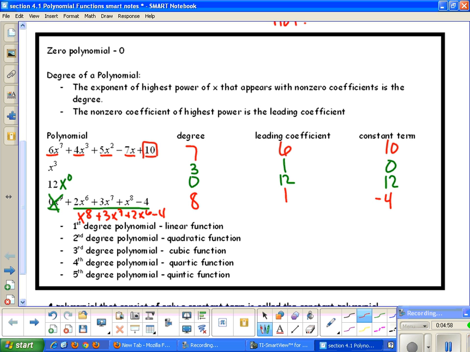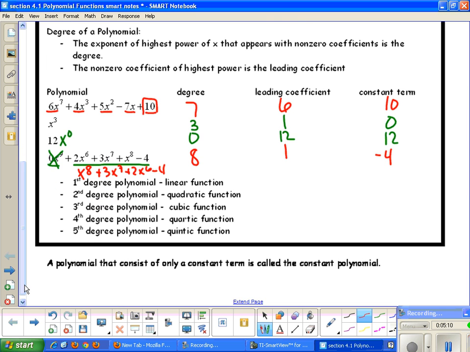You also need to know the names. A first degree polynomial is called a linear function, second degree quadratic, third cubic, fourth quartic, and fifth is a quintic function. Make sure you know those names. And again, a polynomial that consists only of a constant term is called the constant polynomial. So 12 would be a constant polynomial.